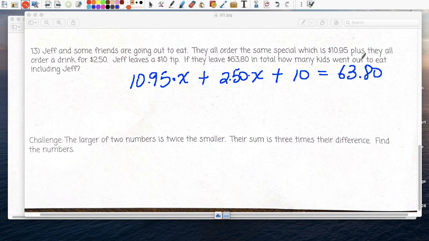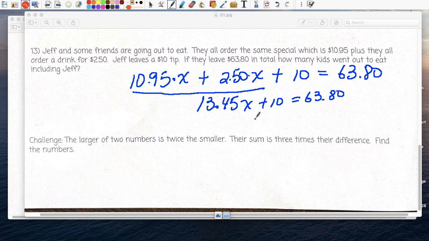You can get rid of the decimals if you want, right? The number of decimal places would be 2, right? Which means we multiply everything by 100 to get rid of the decimals. This one I'm going to keep it. All right, so let's combine like terms. Well, distributive property, no. Combine like terms, yes. So we can combine these two here. If we combine these two, we get $10.95 plus $2.50, which means 13.45x plus 10 equals 63.08.